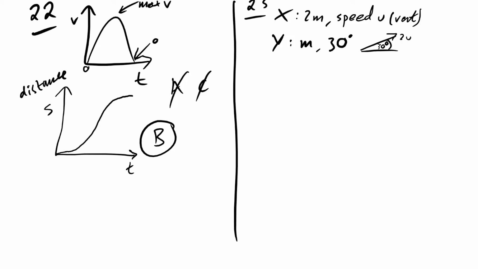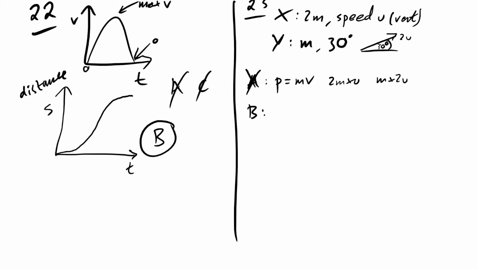Which statement is correct? All right, so A, X and Y have the same momentum. So we know momentum is equal to mass times velocity. That's not true because they're going in different directions. They might have the same magnitude because it's just going to be 2m times u for X and then m times 2u for Y, but they're going in different directions. So that's why it can't be A.